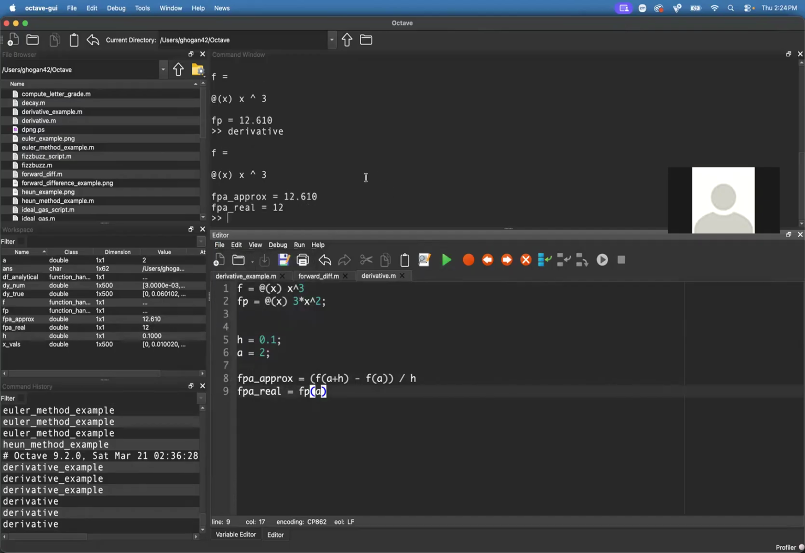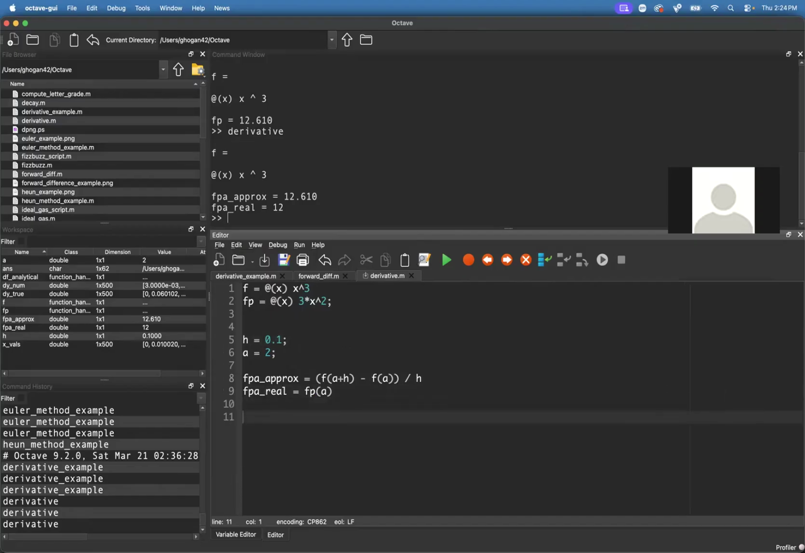So we can see that the approximate derivative is 12.6 using my little formula. And then the real derivative, of course, is 12. So that's just take the derivative of x cubed to get 3x squared, and then you plug in a 2. We get 12. Now, changing the h value is going to change how good our approximation is. So if I change the h value to 0.1, the error should get smaller.